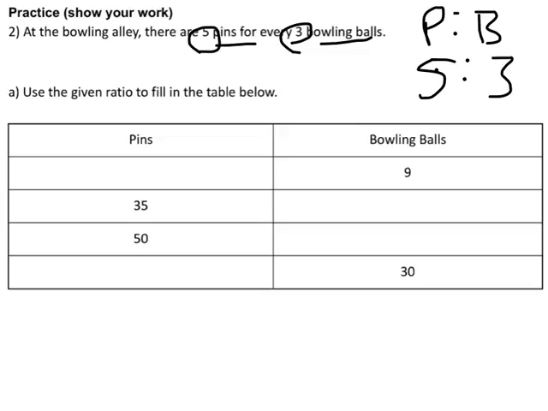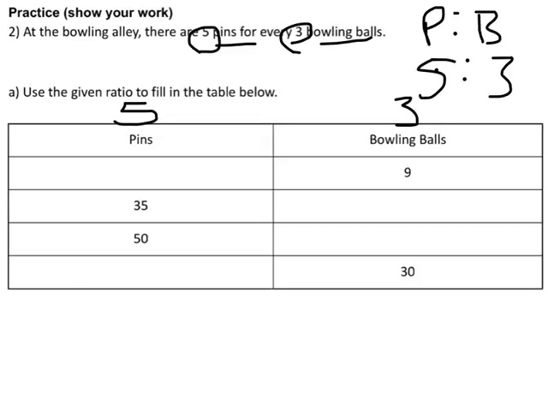All right, now I know right off the bat that I don't have the value of my ratio on this ratio table because I can see over here we've got bowling balls of 9, bowling balls of 30, 50, and 35. None of those are 5 or 3. So to make this really easy, I'm going to start off by putting 5 and 3 right at the top. That way I can work from them to figure out the rest of my answers.